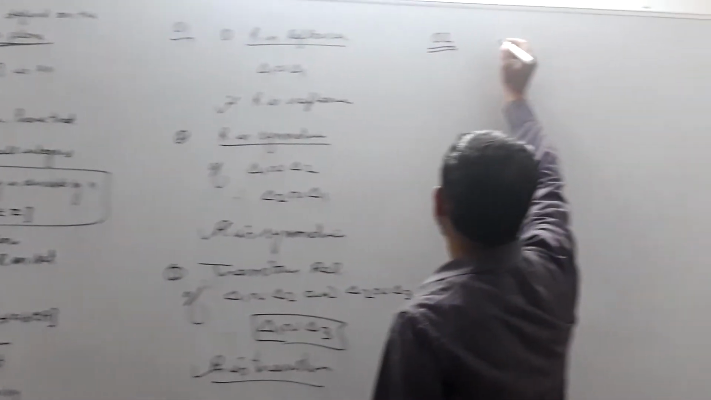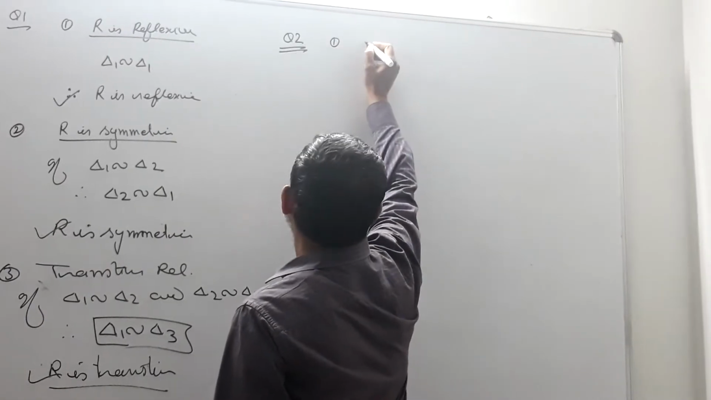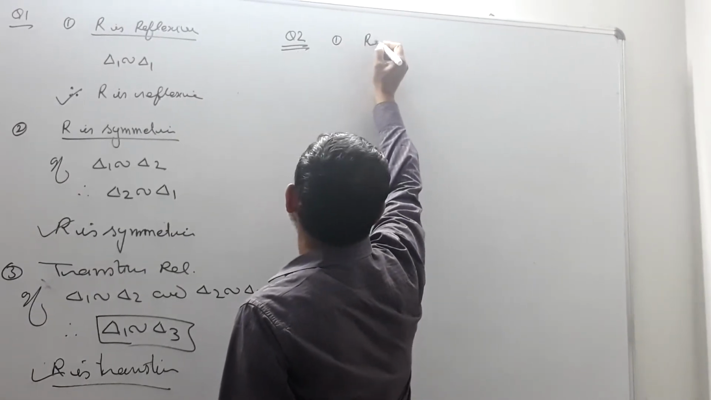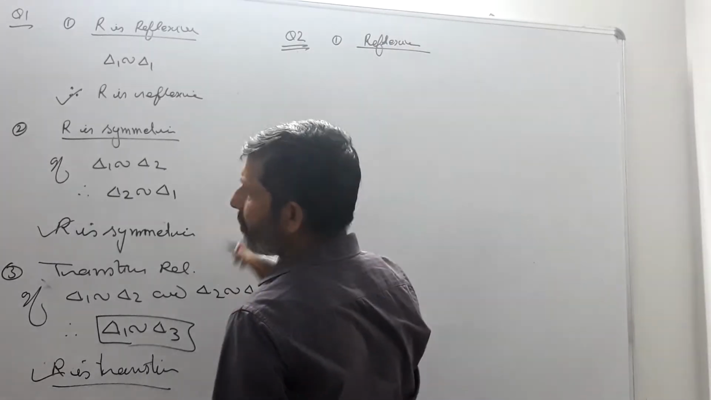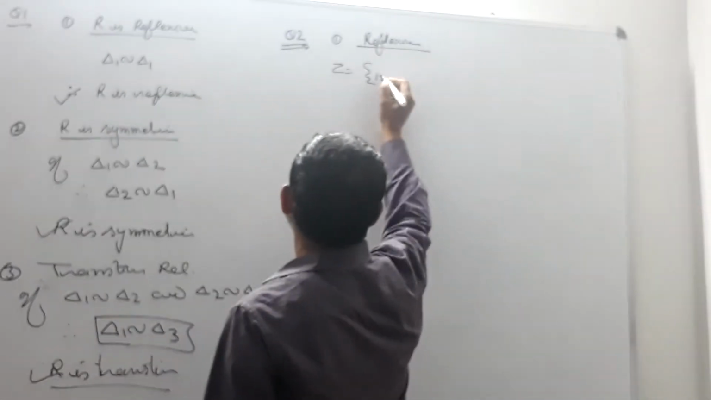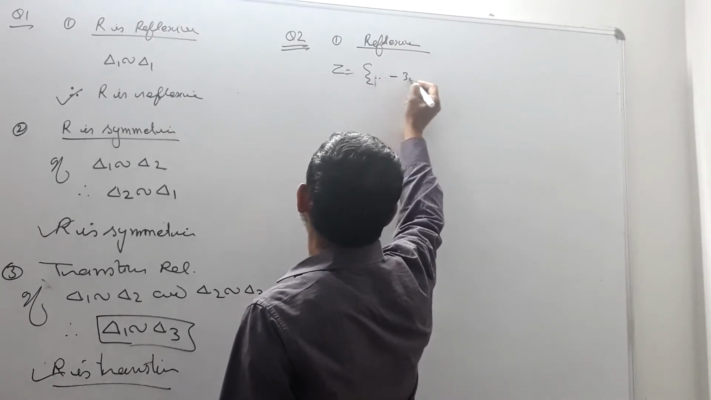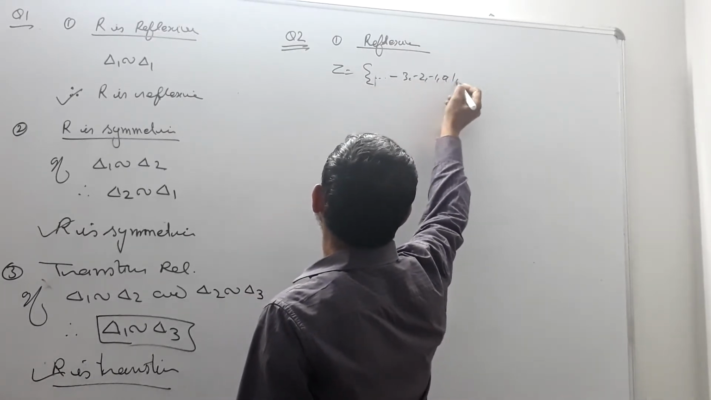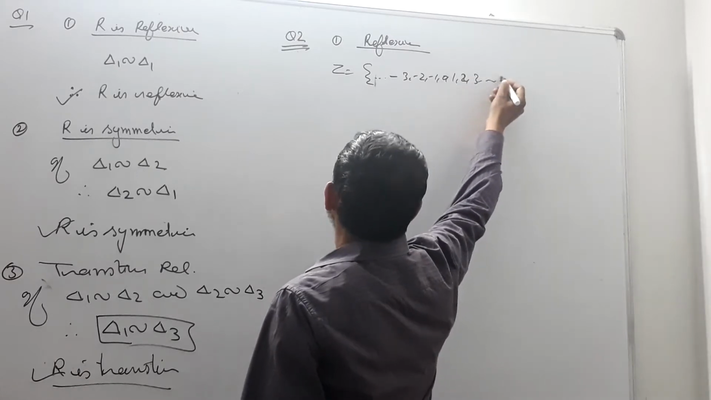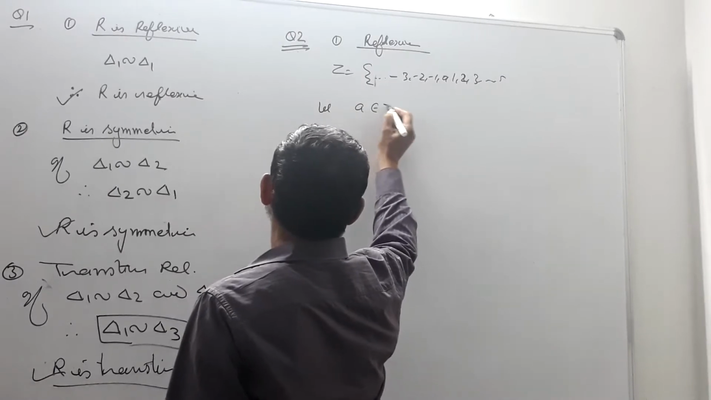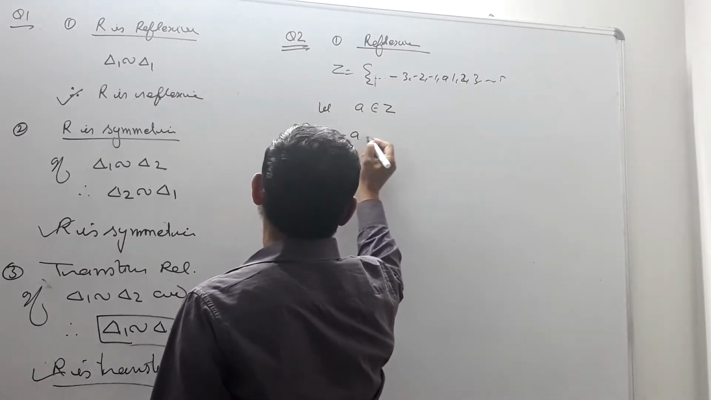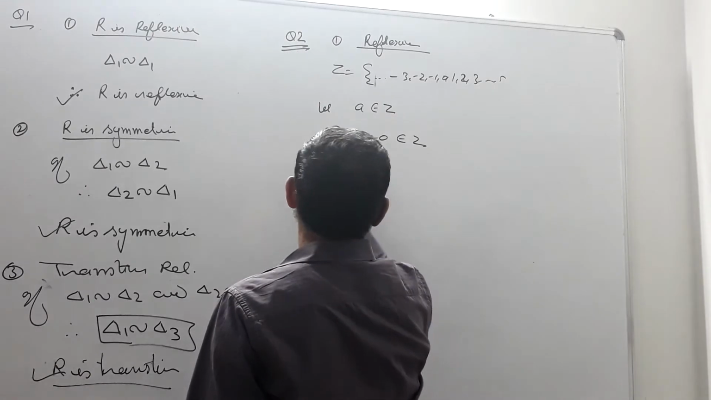For the same conditions, first, for reflexive. The set of integers is always written like this: -3, -2, -1, 0, 1, 2, 3, 4 onwards. Let A belong to Z. Then what about A minus A? 0 belongs to Z.